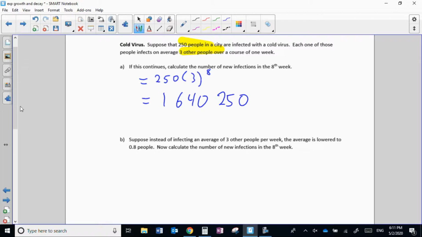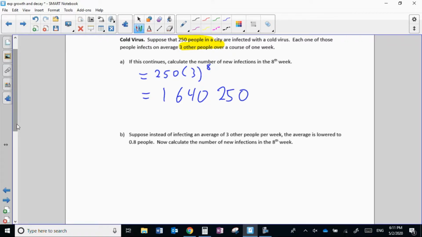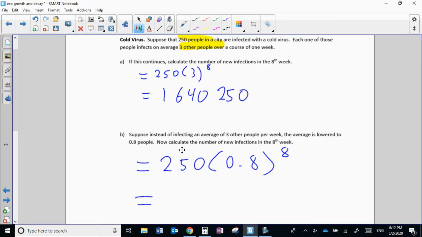Now suppose we change this a little bit. Suppose instead of infecting an average of 3 other people per week, the average is lowered to 0.8 people. So on average, each person passes the cold on to less than one person. Now calculate the number of new infections in the 8th week. We actually just change this to an exponential decay question. Our initial amount is still 250, but our growth rate of 3 is now a decay rate of 0.8. And this calculation right here is going to give us the answer for the number of new infections that week.